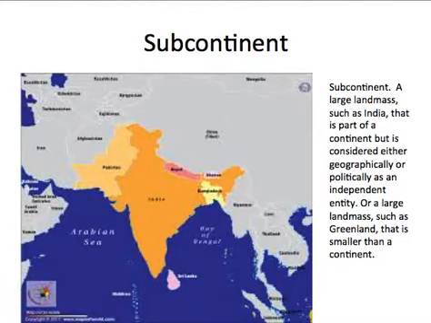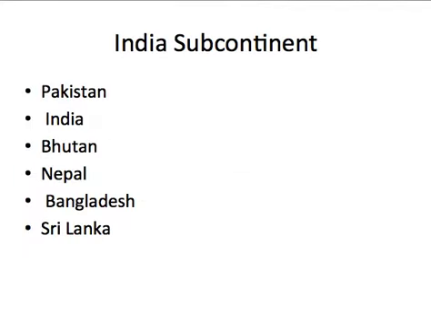Subcontinent. A large landmass such as India that is part of a continent but is considered either geographically or politically as an independent entity, or a large landmass such as Greenland that is smaller than a continent. Countries on the Indian subcontinent are Pakistan, of course India, the country it's named after, Bhutan, Nepal, Bangladesh, and Sri Lanka.